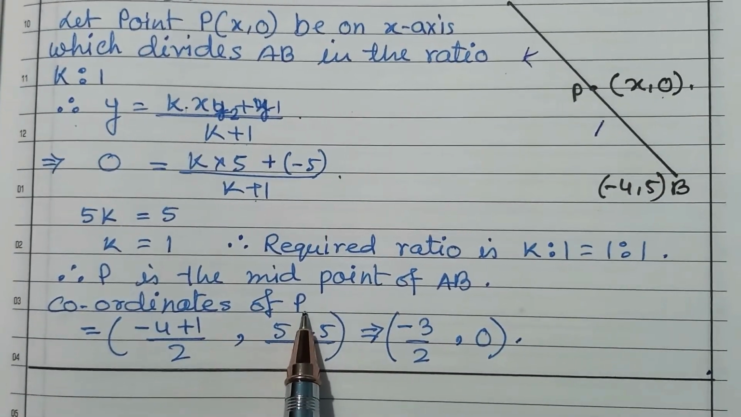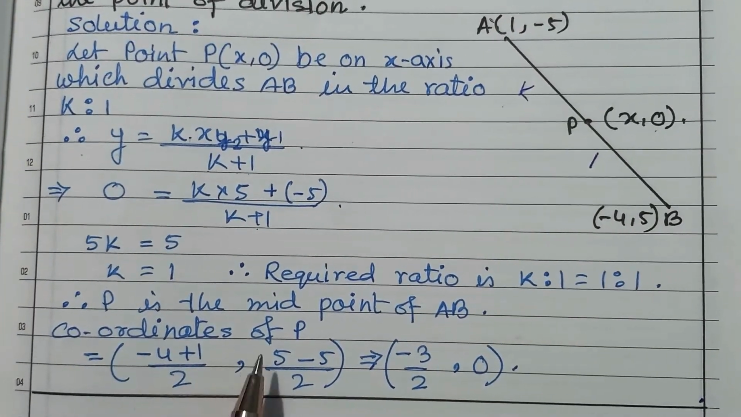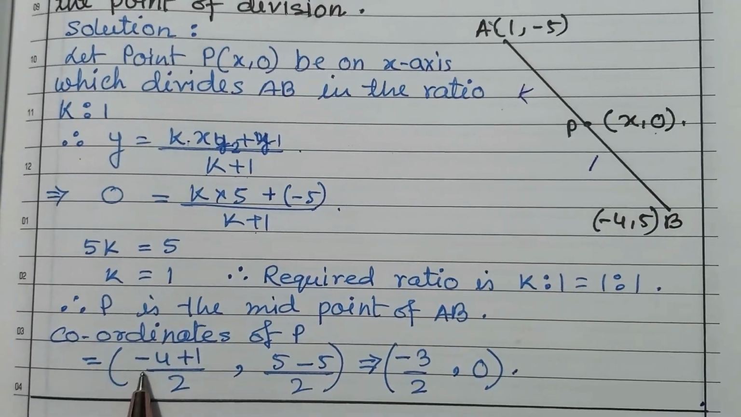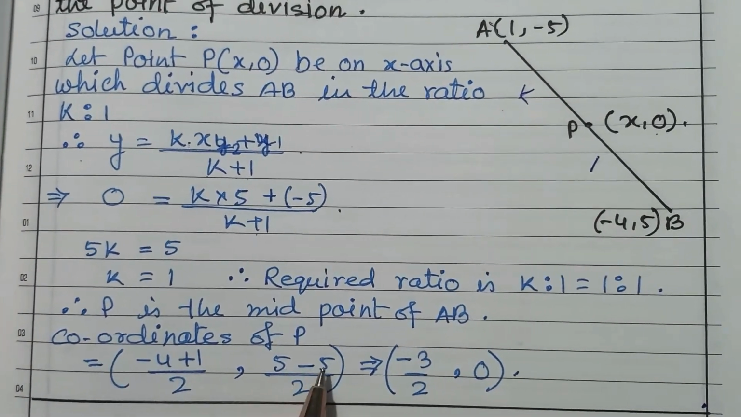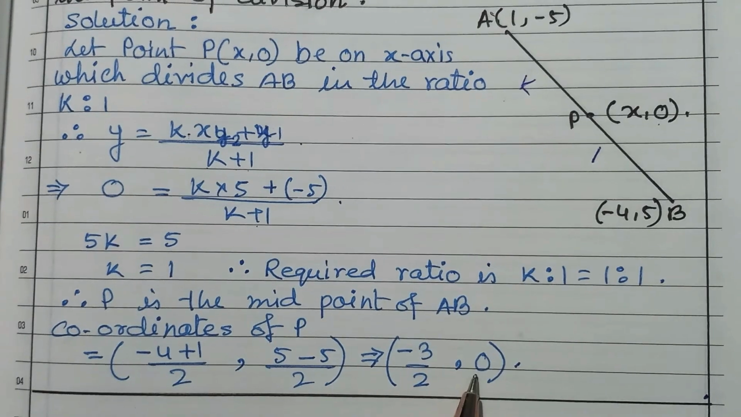Now you have to find the coordinates of P, that is the value of x. Substitute the values. We know the ratio is 1 ratio 1. So it is (-4 plus 1) upon 2 for x, that is x2 plus x1 upon 2, and y2 plus y1 upon 2. So it is -3 upon 2 and 0 is the coordinate.